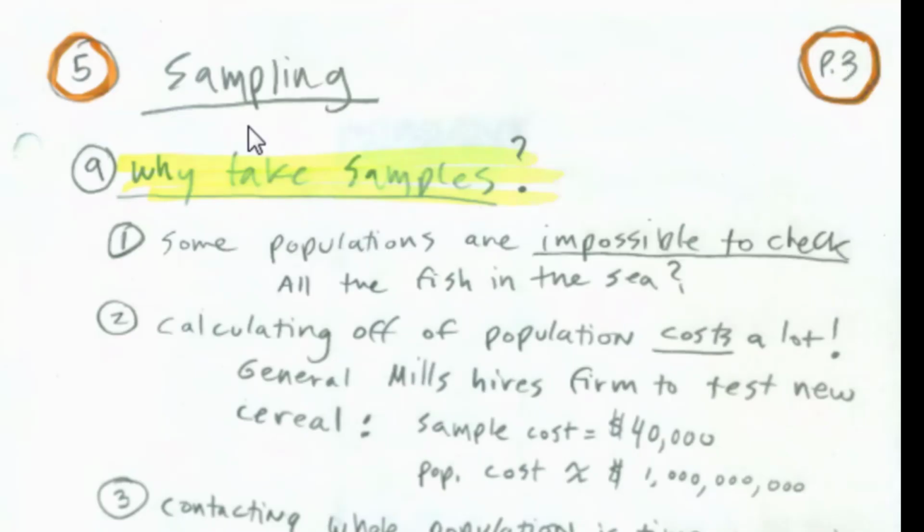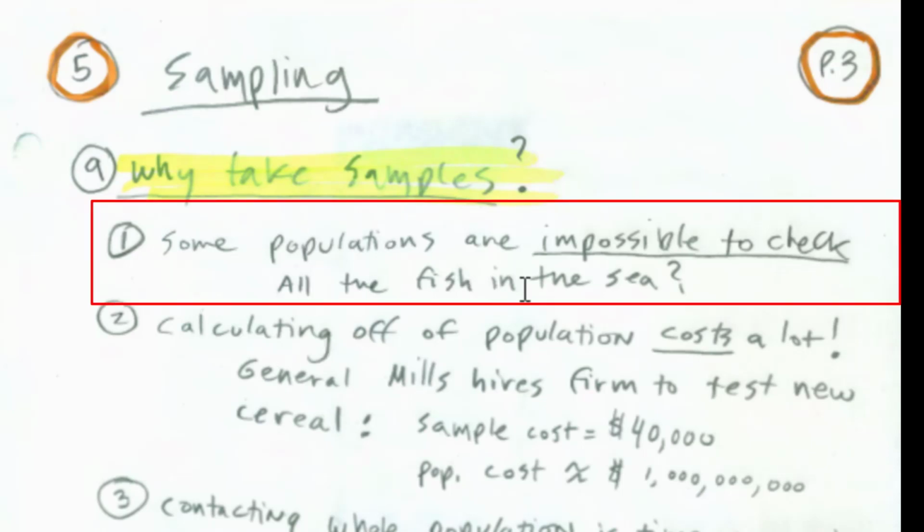Page 3 in our PDF, sampling. Why do we take samples in the first place? Well, a few reasons. Some populations are just impossible to check. We can't count all the fish in the sea. And yet it's very important sometimes for people to do samples to figure out how many fish there are, how many dolphins, how many orcas.